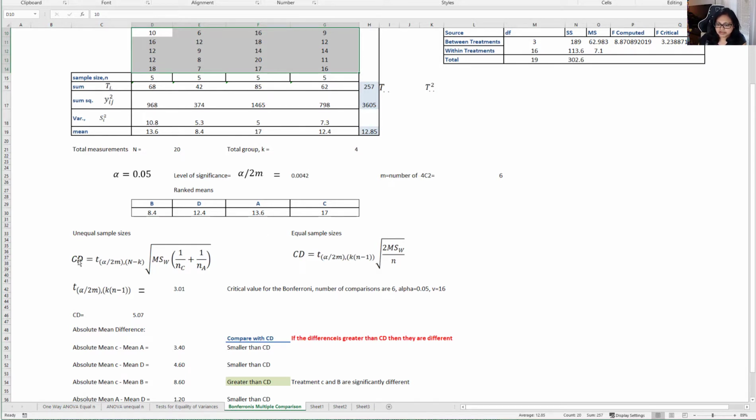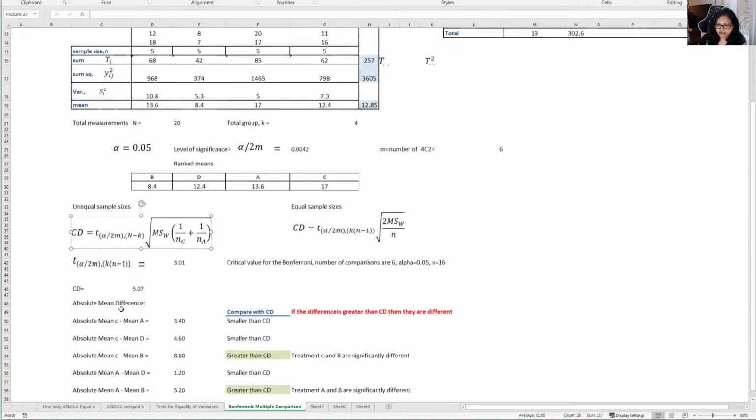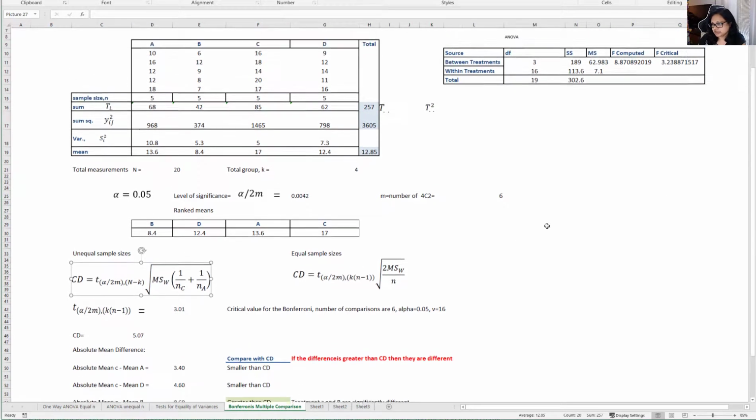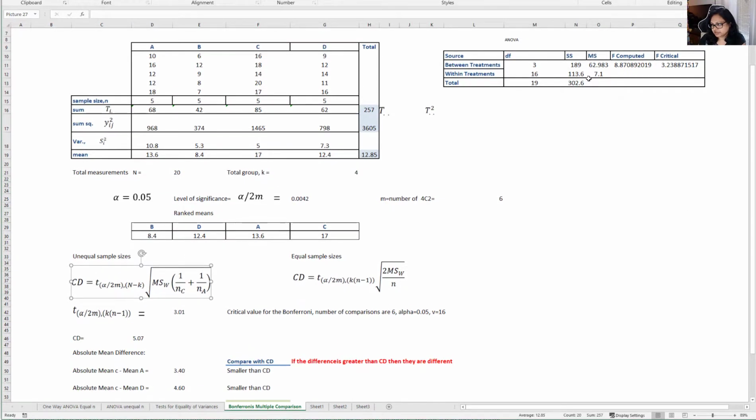The CD value is the measurement we will be using. In the CD value, you only need to use the t value and the square root of, for the 2 pair you are going to use, the sample sizes in there, and the mean squared error. That means in the ANOVA table, the MSW, within treatments mean squared error, you have to use that. If it is equal sample size, then you just need to divide by n.